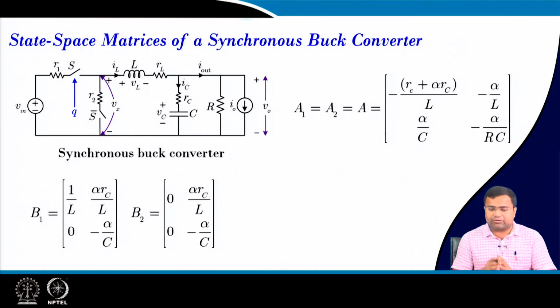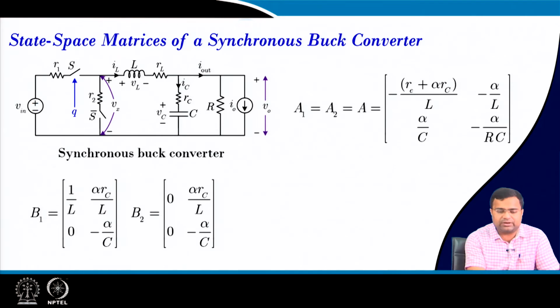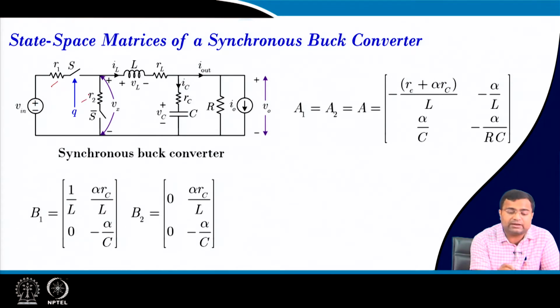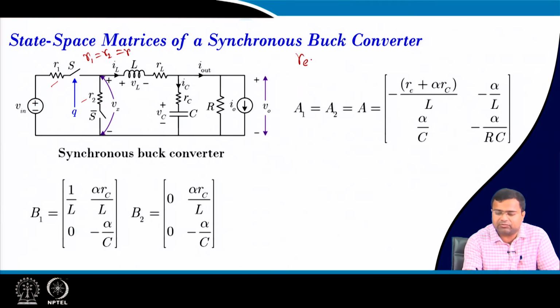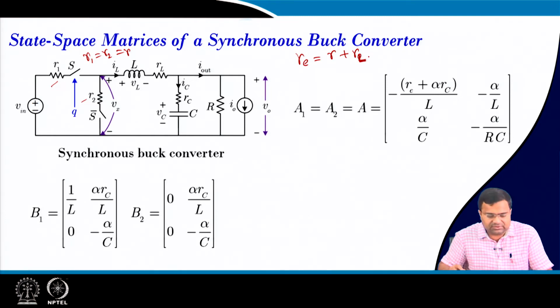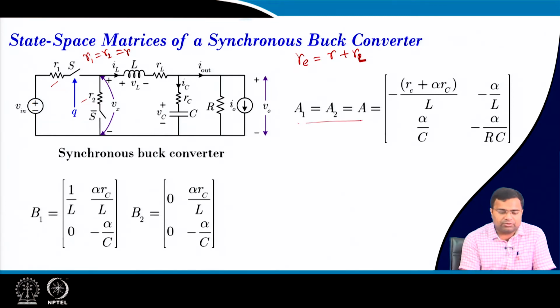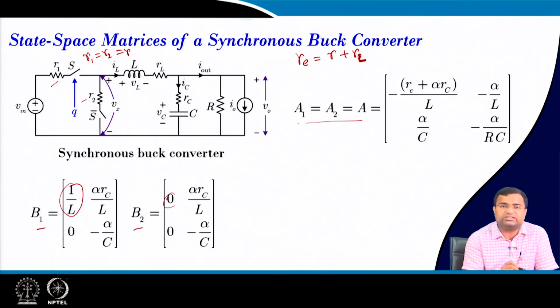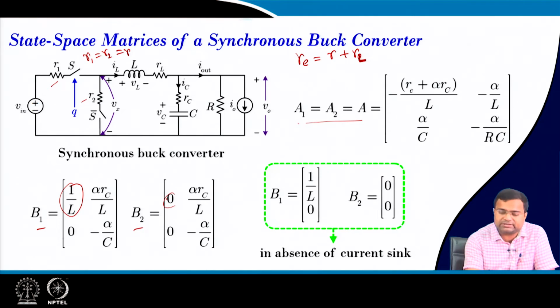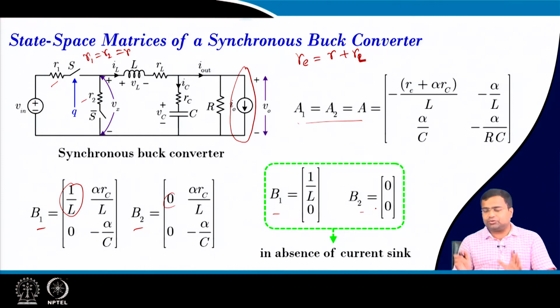Now, if we take the synchronous buck converter, we are considering R1 and R2 equal, R1 equal to R2 equal to R, and where RE we have taken as R on plus RL, that is the DCR of the inductor. Then we can write all the A matrices are common. B1 will have the 1 by L term, and for B2 it will be 0. If the load sink is not there, if we remove this path, then B2 will be simply like this. So, B2 is a null matrix.